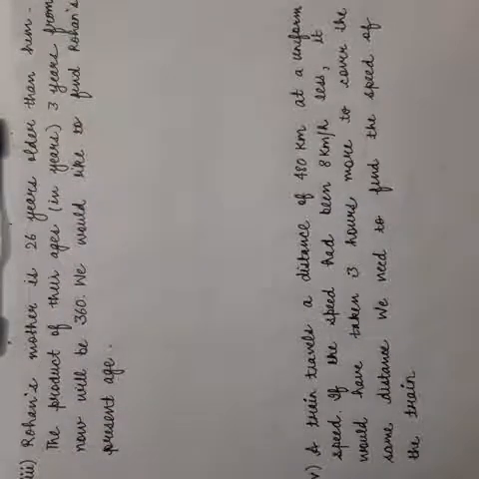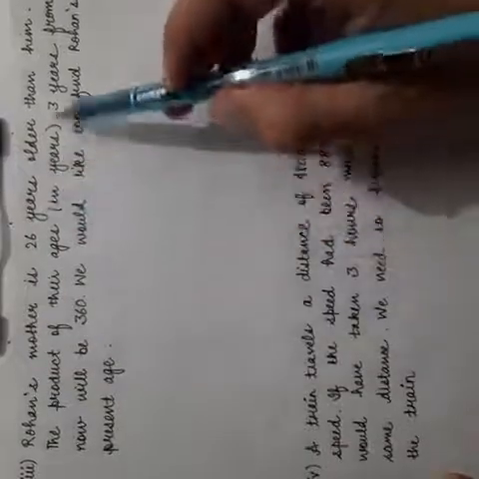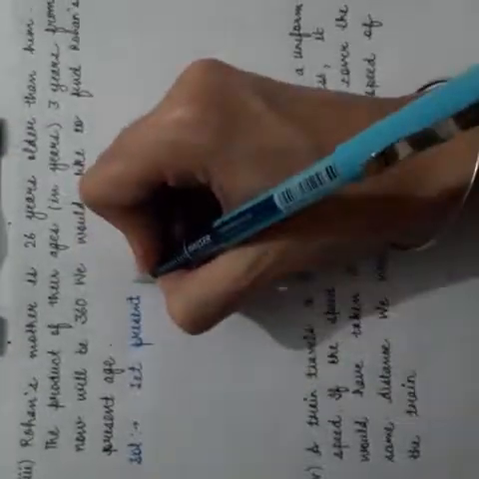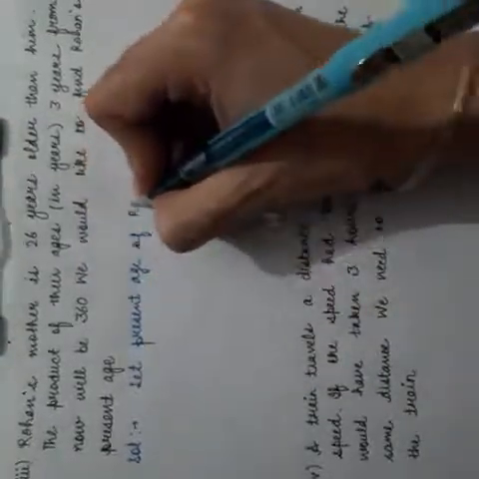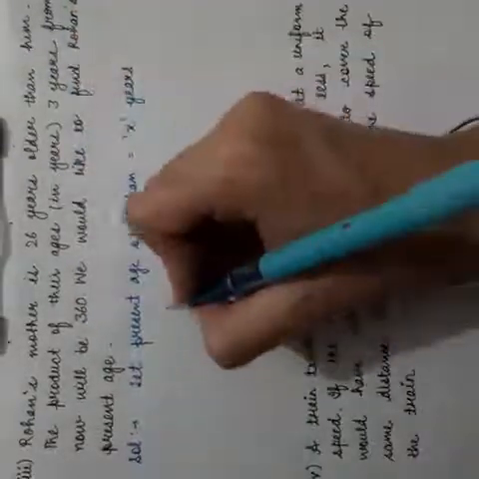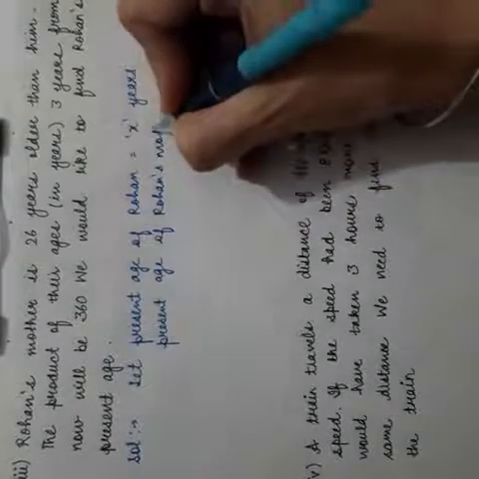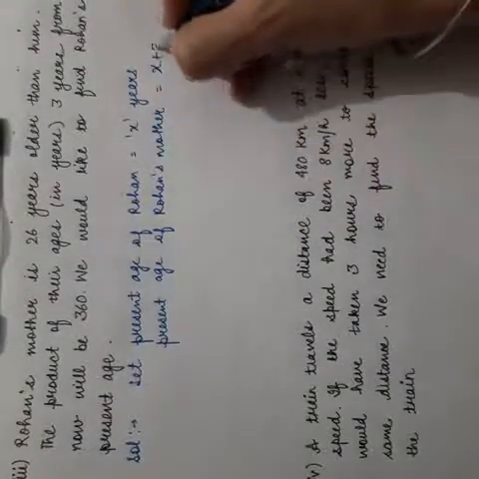Now come to the third part of this question, which says Rohan's mother is 26 years older than him. Now as the age of Rohan's mother is dependent upon Rohan's age, so first of all let us suppose that present age of Rohan is x years. Now if Rohan's present age is x years, the mother is 26 years older. So present age of Rohan's mother will be 26 years more than Rohan's age, that is x plus 26 years.